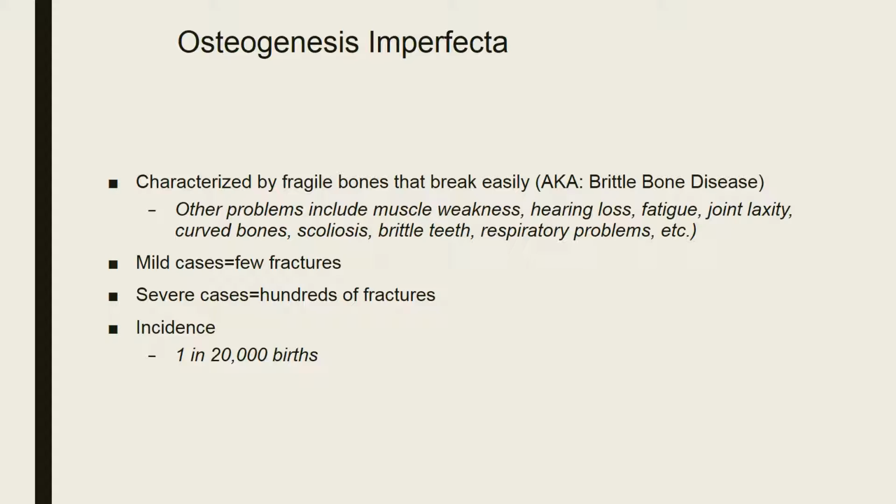There are different types of osteogenesis imperfecta, where some are more severe than others. The incidence is 1 in 20,000 births. If you have a mild case of osteogenesis imperfecta, you may have few fractures in your life, whereas if you have a very severe case, you could have hundreds and hundreds of fractures your entire life.